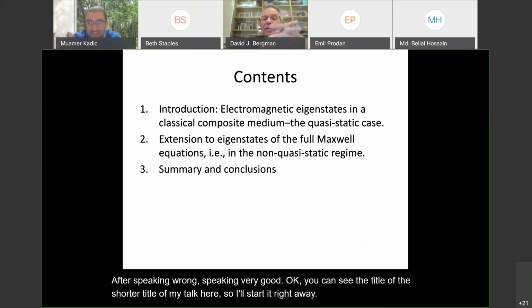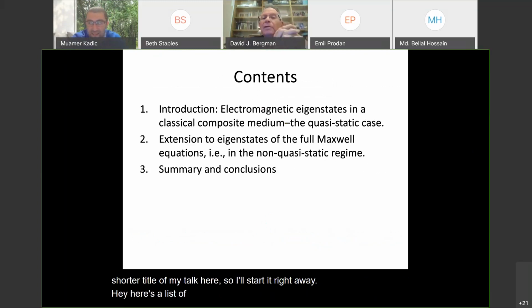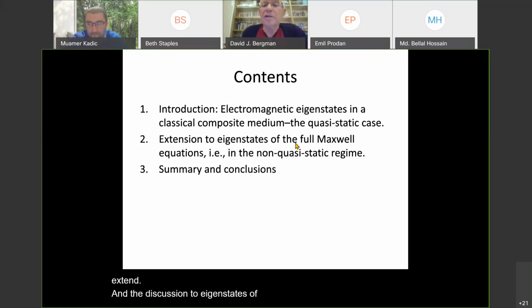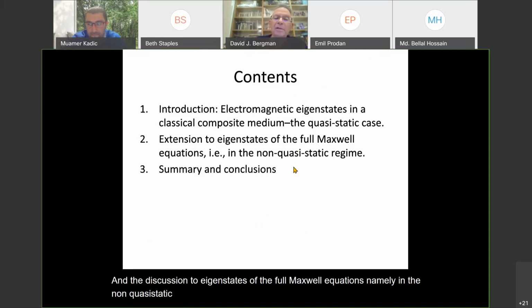Here's a list of contents. First, I will review the electromagnetic eigenstates of a composite medium in the quasistatic regime. Then I will extend the discussion to eigenstates of the full Maxwell equations, namely in the non-quasistatic regime. Finally, there will be a summary and some conclusions.